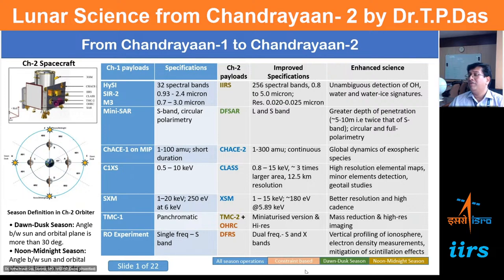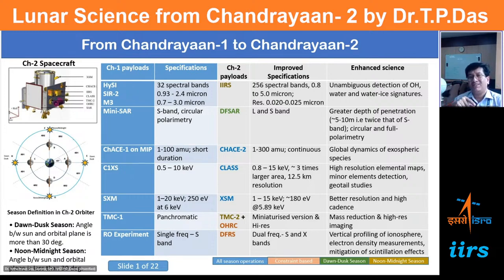The one which is peach color, constraint based, this is a very complicated thing. Of these kinds of instruments, only one instrument is there corresponding to this, the DFRS instrument, and the Orbital High Resolution Camera also falls into this. Constraint based means an illumination condition or a specific orbit is needed for this kind of observation. These are all constraint based. You cannot say that this is a noon-midnight season or a dawn-dusk season.